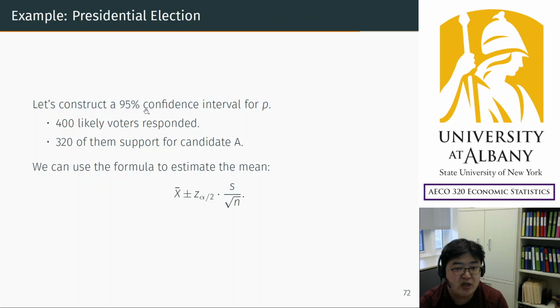Suppose that we are interested in a 95% confidence level, and for the parameter P, which can be interpreted as a probability or as a mean. And this is a separate numerical example. Suppose we observe 400 voters and 320 of them will vote for candidate A, right? Then how can we use this information to construct this confidence interval?